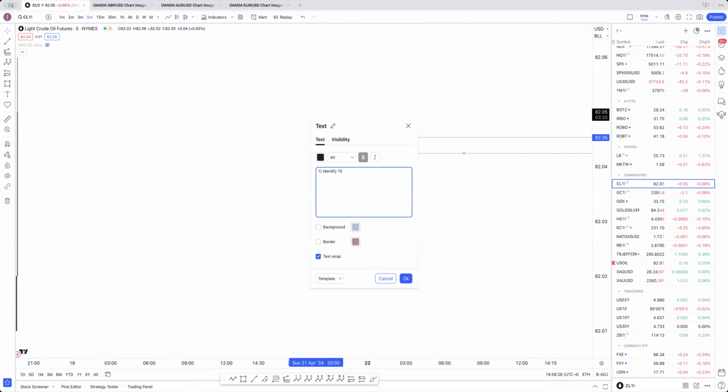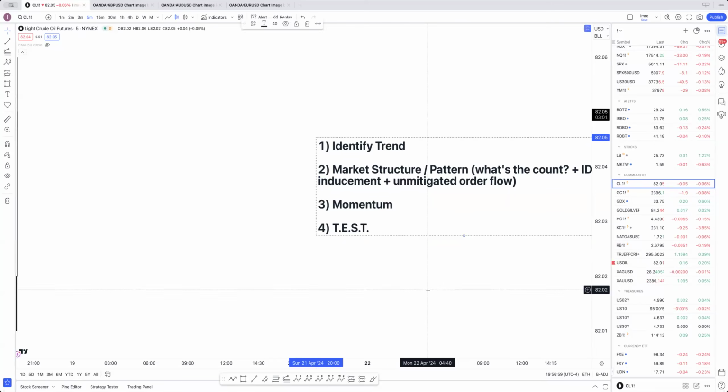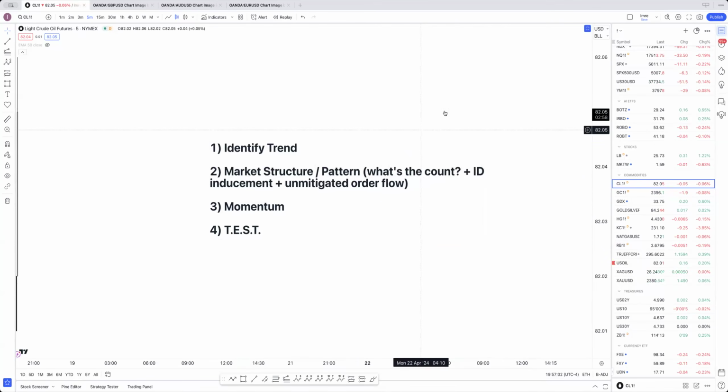One, identify trend. Two, market structure and pattern. So whereas before step 2 stopped at what's the count, I'm adding now what's the count plus ID inducement and order flow. Unmitigated order flow to be precise. And then step 3, momentum. That hasn't changed. 4 hasn't changed: time frame entry, stop loss, and target. So the only thing that's really changed is this additional filter of where's the inducement and where's unmitigated order flow. That's the most important thing.